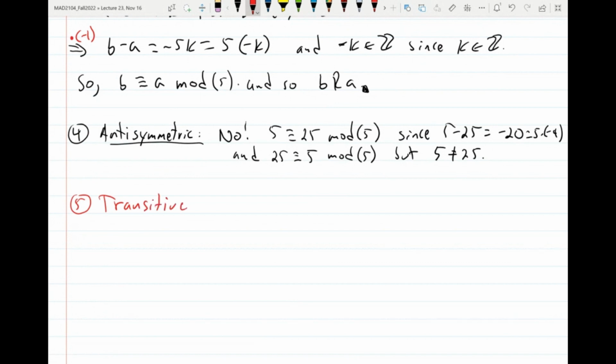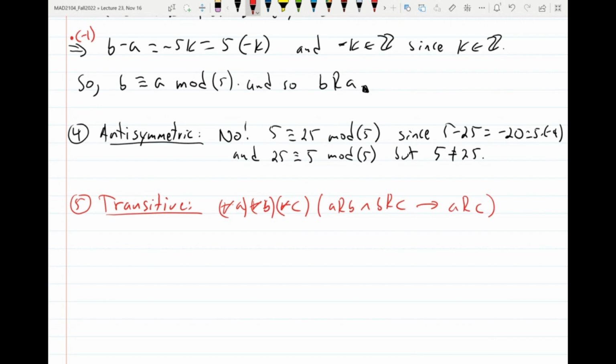Is this relation transitive? Remember, transitive means that for all A, for all B, and for all C, if A is related to B and B is related to C, then A must be related to C. Okay?